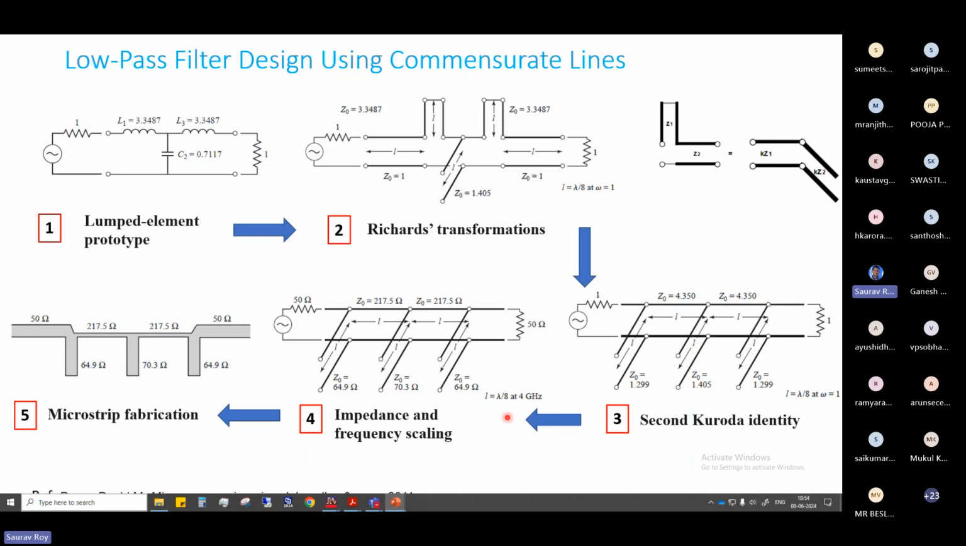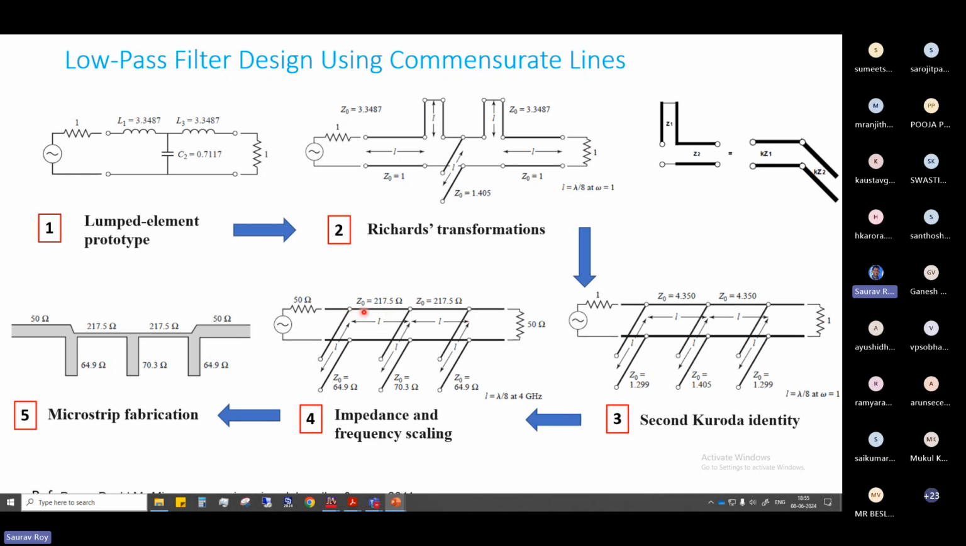Now the next step is what? You should get rid of your normalizations. How do you do it? All the characteristic impedances Z, you just multiply with 50. That is done. And the length you have to calculate as lambda by 8 at 4 gigahertz. Now what is 4 gigahertz? That is the cutoff frequency here. So accordingly, you have to calculate your line length.